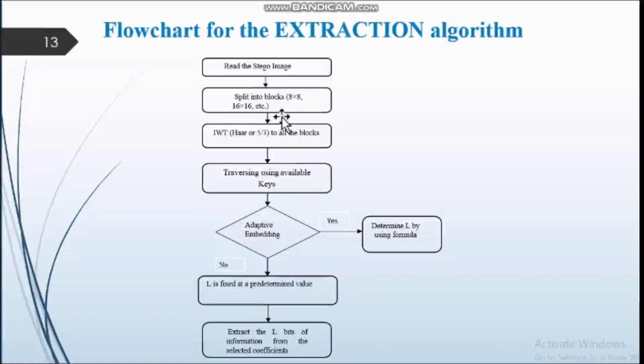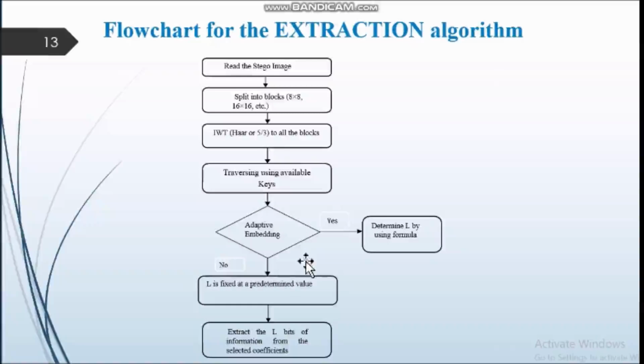split it into blocks. The block size can be any of 8 by 8, 16 by 16, 32 by 32, 64 by 64, 128 by 128, 256 by 256, or 512 by 512. Transform each block using IWT. It is assumed that the keys that are used to determine the traversing pattern are available with the receiver. Traverse the blocks using the keys.